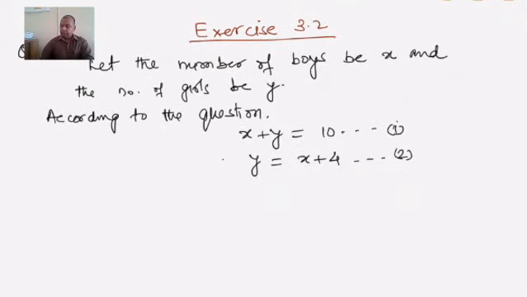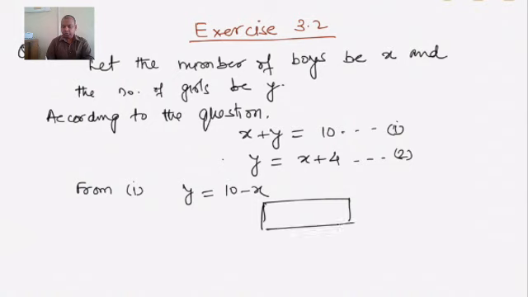Now we have to represent the situation graphically here. So we have to draw the graph of both these two equations. So from 1 we have y is equal to 10 minus x. Now draw the table for x and y for this equation. So if you take x is equal to 0, you will get y is equal to 10. And if you take x is equal to 10, you will get y is equal to 0. So with this set of values of x and y, we can draw the graph.